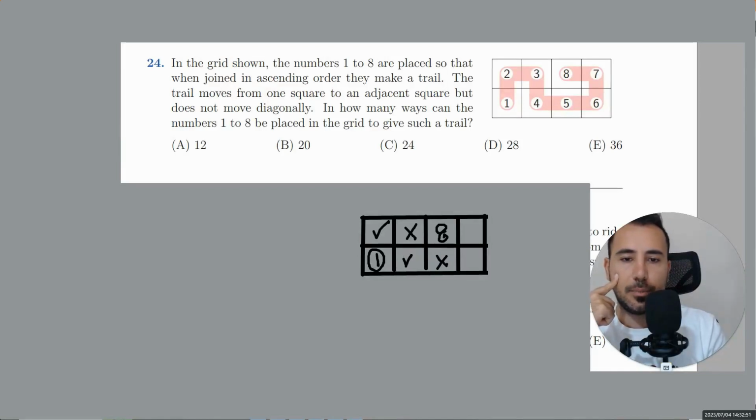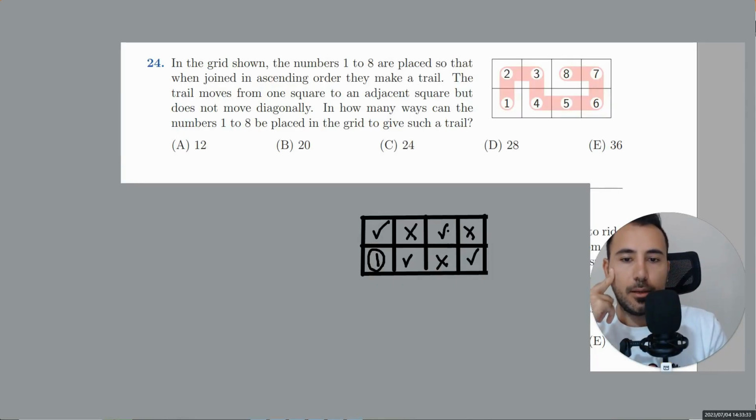How about this one? Can 8 be here? If I go up, right, left, yes, it's possible. So 8 could also go here. How about this? Could 8 be here? No, I can't. Is there another possible way? No. So 8 cannot be here, but can it be here? I think the answer is yes. So as you see, 1 here and 8 here, 1, 2, 3, 4.